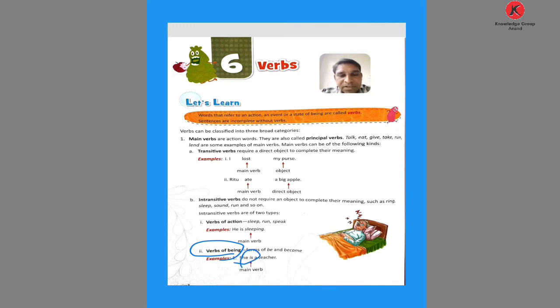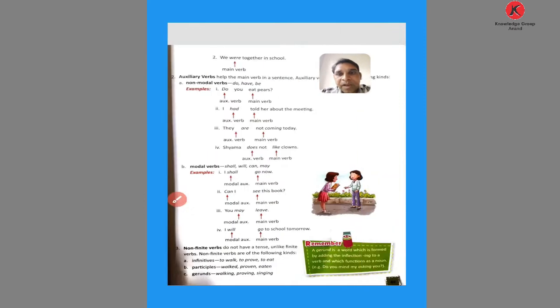She is a teacher. In the example, only is is used, without any other verb. This is the helping verb, not the main verb. Here we use is. Here also the word is is used, but after that the verb sleeping is used. So it's a verb of action. Without another verb, it's a verb of being. Now see the example.